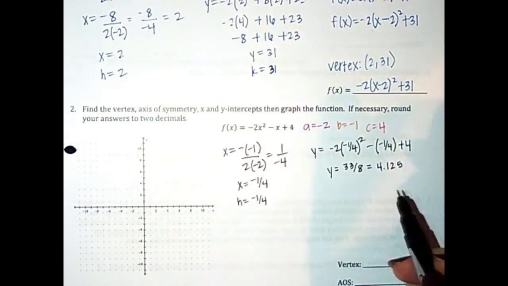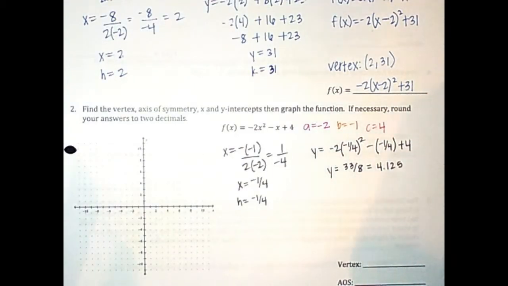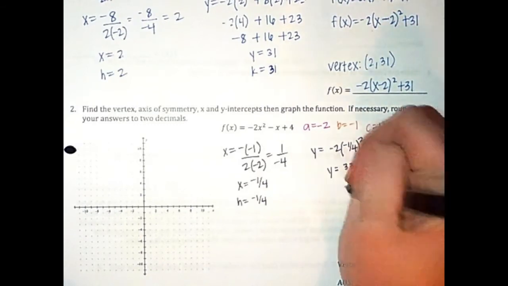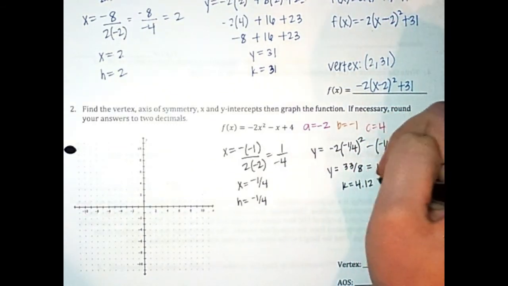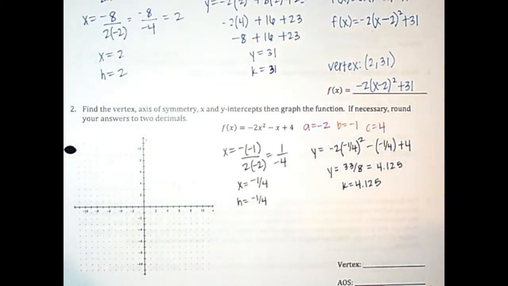Now, the reason why I even change it to decimal, because typically I prefer fractions, is we're going to be graphing this. So to me, it's easier to think about where's 4.125 on the graph versus where's 33/8. So that means my k value, which is the same as my y value of my vertex, is 4.125.